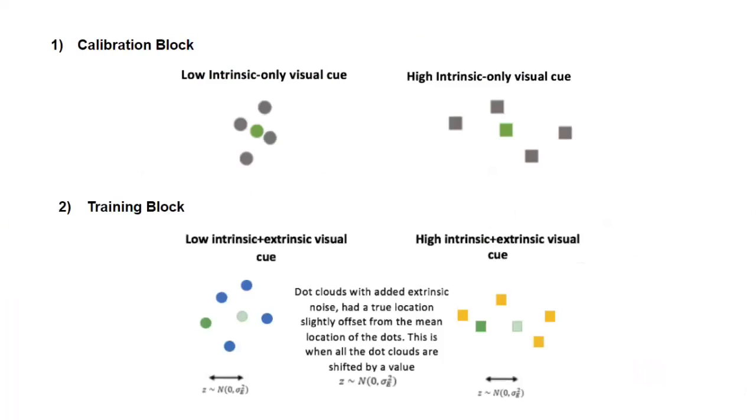The 4 visual cues presented were either corrupted with intrinsic-only noise or intrinsic plus extrinsic noise, with both low and high variability. For intrinsic-only cues, the true hidden location was the centroid or the mean position of the 4 dots. For intrinsic plus extrinsic cues, the true hidden location would now be shifted from the mean centroid position by a value drawn from a normal distribution of mean 0 and the extrinsic variance, which is calculated for each participant by determining their residual variance from their use of the low and high intrinsic-only cues.